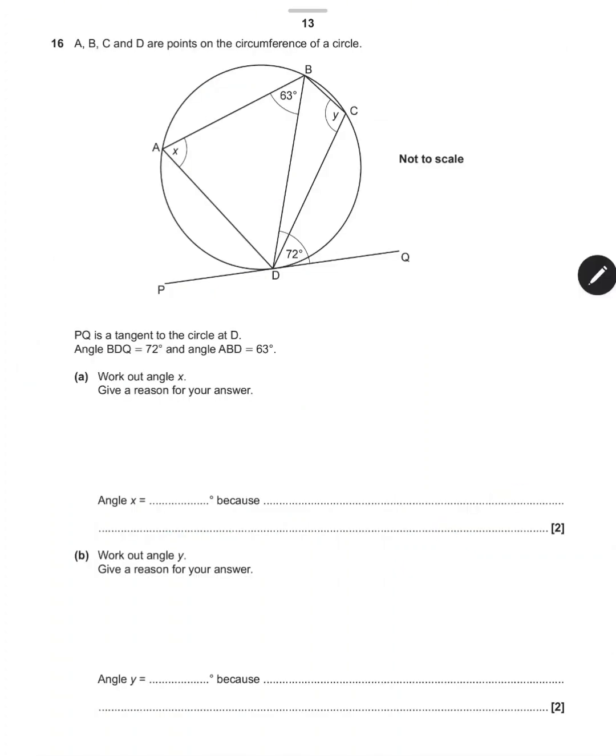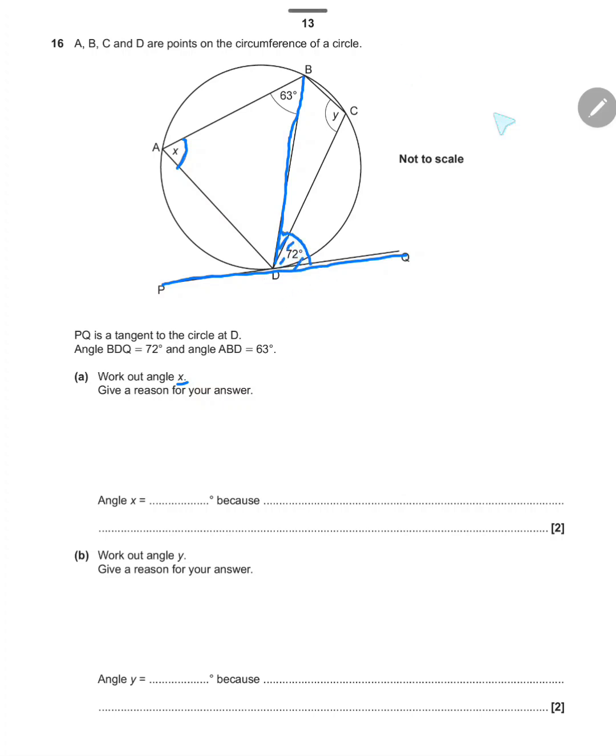Question 16, we've got quite a nice little circle theorem question. This is just explaining the diagram. And we're asked to work out angle x, which is there, and give a reason. Well, the fact that we've got a tangent, and then we've got a chord, and we're given the angle between those two.